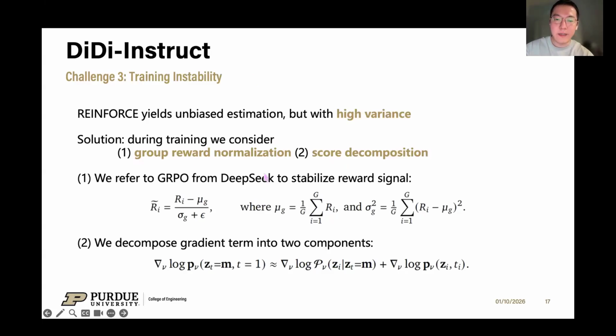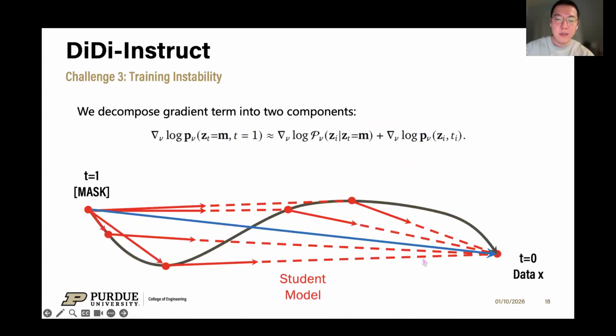For the reward, we get some idea from DeepSeek's GRPO. We first have a batch of reward data, and then we calculate the mean and the variance of the reward, and then we directly normalize the reward signal, just like this one. And to stabilize the gradient, we decompose this term into two terms, just like this one.